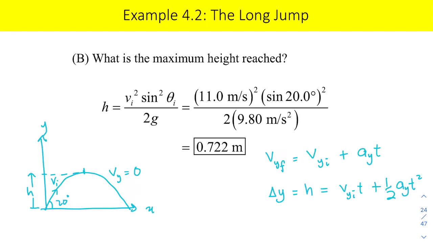Here you know V final at maximum height is 0, and your Ay is negative g. From this, you're going to solve for your t. Once you get your t, you may substitute it here, with negative g. You may now figure out your H if you don't want to memorize this equation.